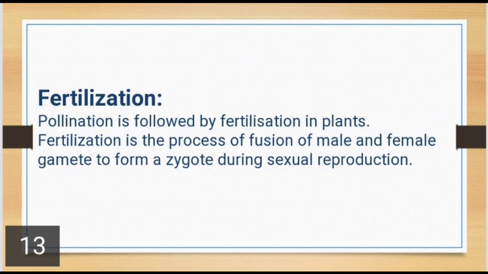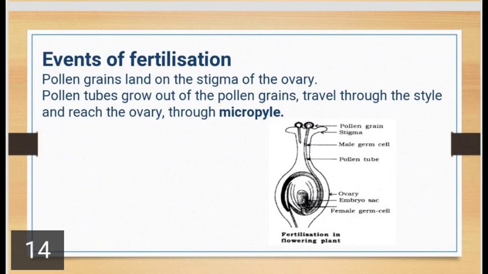Fertilization. Pollination is followed by fertilization in plants. Fertilization is the process of fusion of male and female gametes to form a zygote during sexual reproduction. Events of fertilization. Pollen grains land on the stigma of the ovary. Pollen tubes grow out of the pollen grains, travel through the style and reach the ovary through the micropyle.